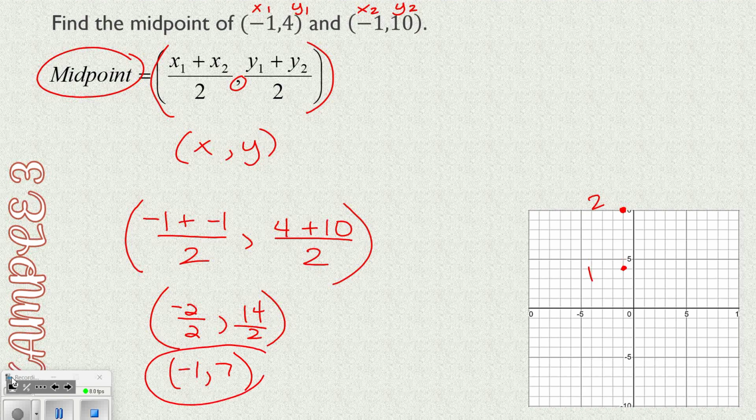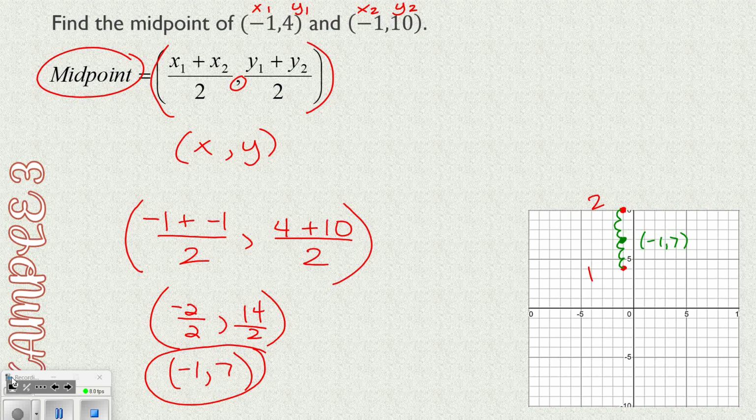So what I'm telling you is that the midpoint between the two initial points is the point negative 1 comma 7. Where's negative 1 comma 7? Negative 1 comma 7 is right there. And it looks like this green point is midway between the other two red points. Look, it's 1, 2, 3 units from there and 1, 2, 3 units from there. So that's my midpoint formula.